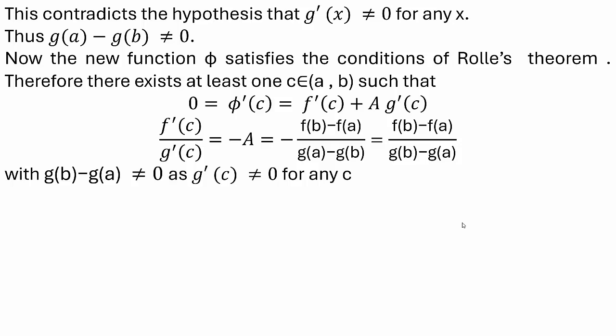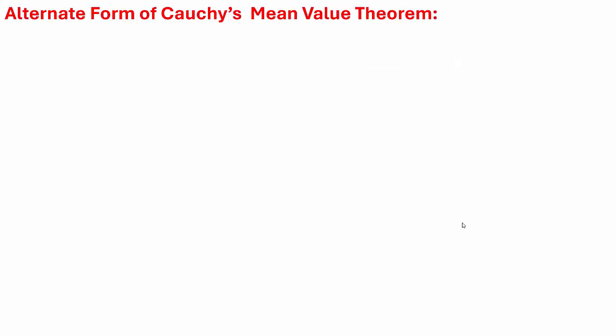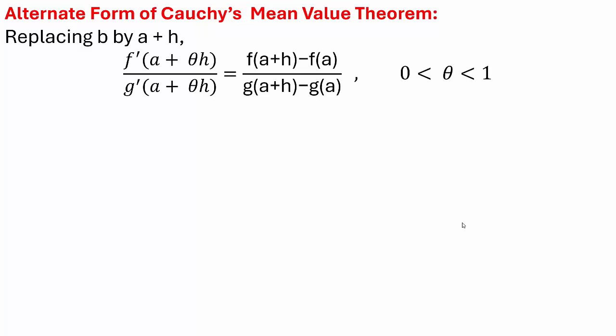In Cauchy's mean value theorem, we have a point c in (a, b) such that (f(b) - f(a)) / (g(b) - g(a)) = f'(c) / g'(c). Alternate form of Cauchy's mean value theorem: for getting the alternate form, we replace b by a + h. In Cauchy's theorem, we shall put b as a + h.